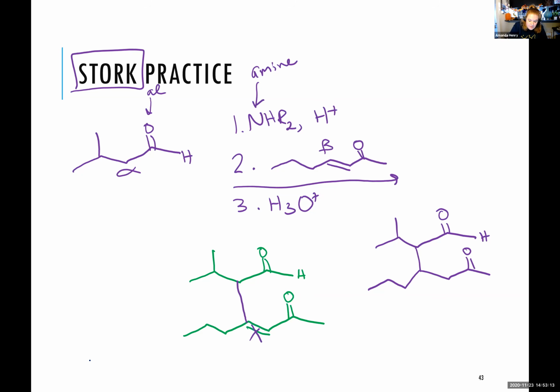And if we have the product, we want to double check. We can always count. 1, 2, 3, 4, 5. We've made a 1,5 dicarbonyl. So that helps tell us that it fits into the definition of what a Stork reaction should produce. We're getting that 1,5 dicarbonyl as a product. Any questions about that reaction?